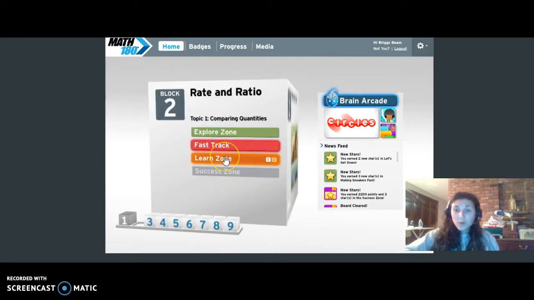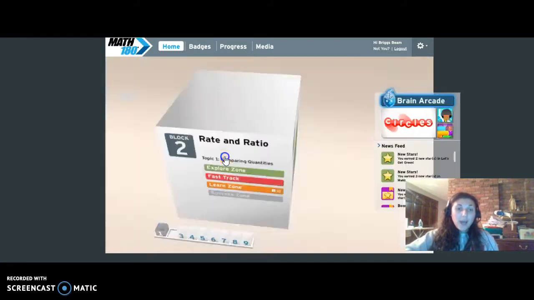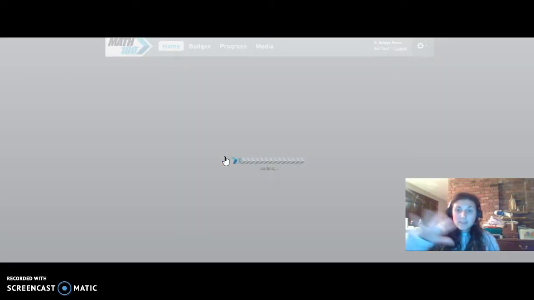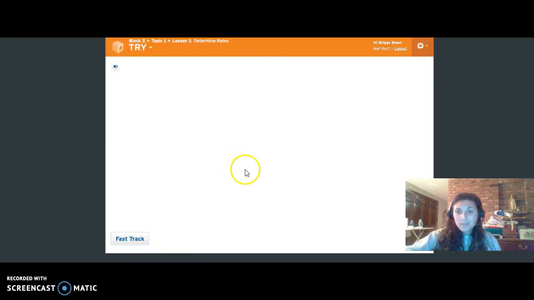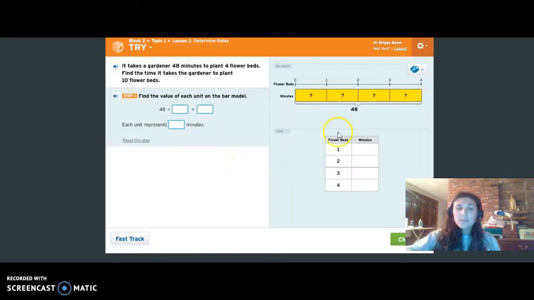The learn zone is where they do lessons that you learn in class, but they get to do it on this setup on the computer, and they get to do it at their own pace. And they also get to use cool manipulatives like this. They have a bar model, which I love, these manipulatives, because they can actually visually see what it's talking about. So here you have a bar model where it's splitting it into fours, and then they're filling out a table as well. So this is an example of a lesson.